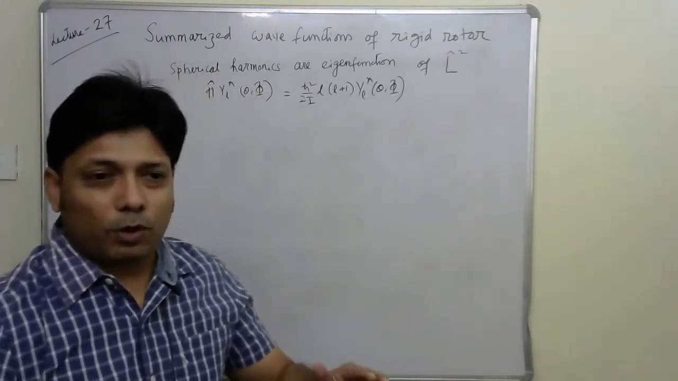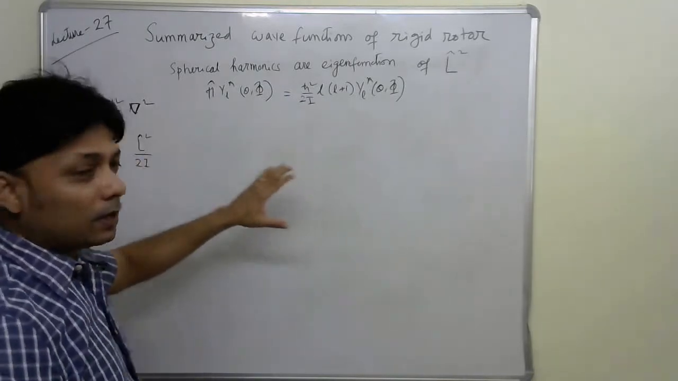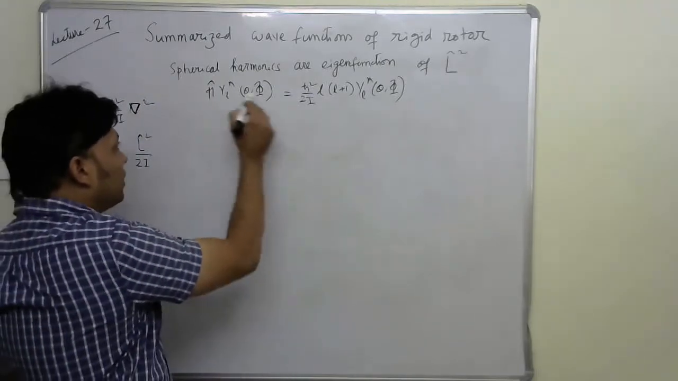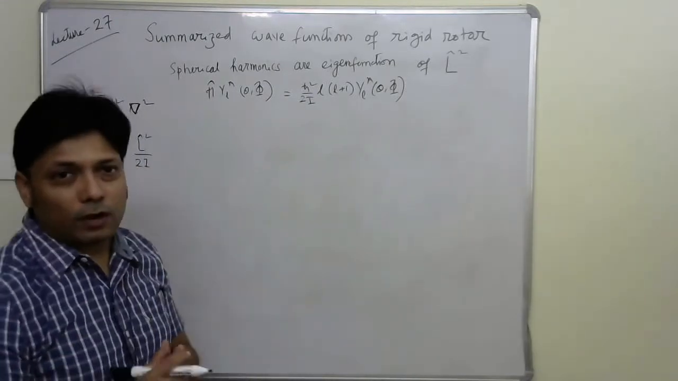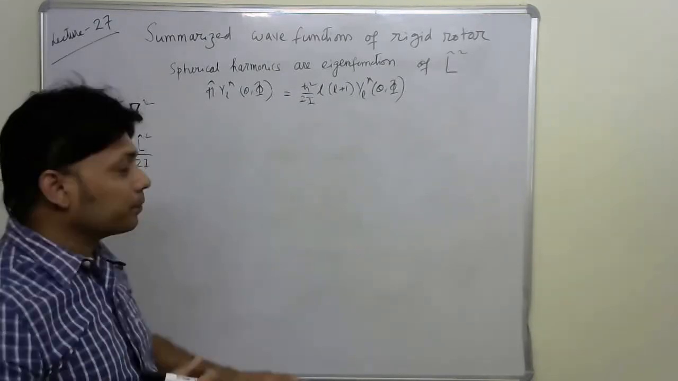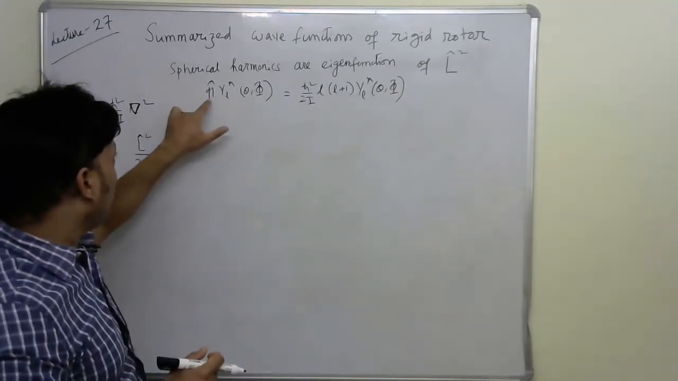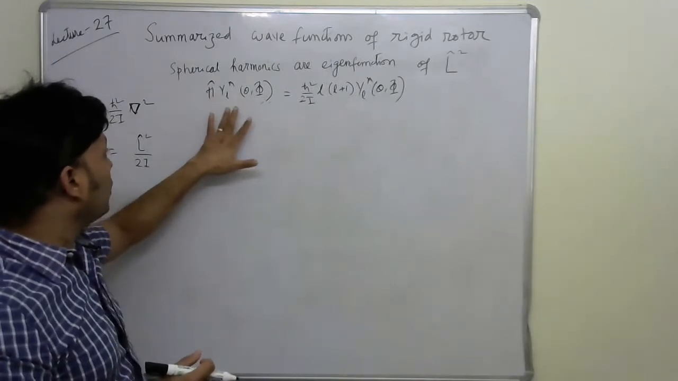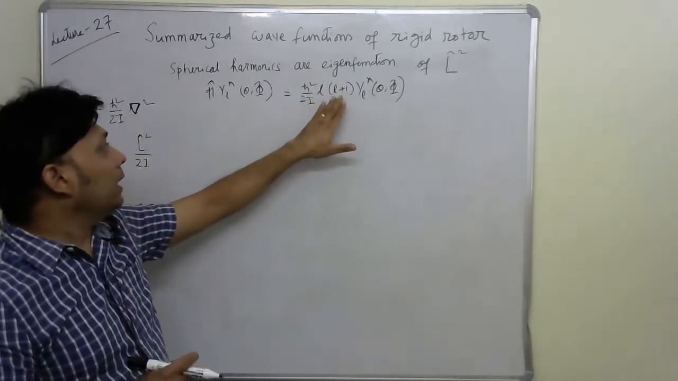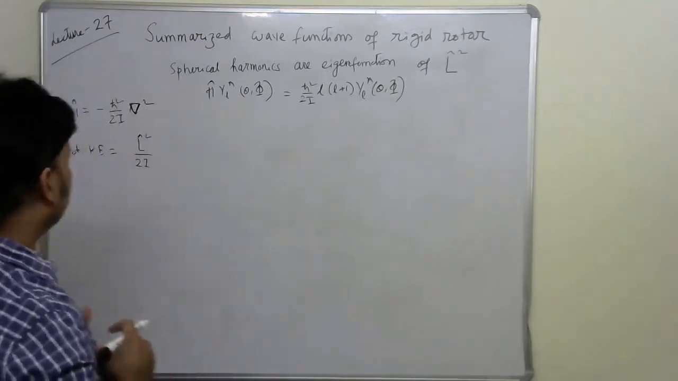Okay, so before we proceed to the summary of the spherical harmonics, just let me remind you once again that the spherical harmonics are eigenfunctions of the L square operator. That means the square of the angular momentum operator. So here we can derive easily that the Hamiltonian operator operating on Y_L^M(theta, phi) gives you the energy value, which is h cross square divided by 2I, L multiplied by L plus 1, times Y_L^M(theta, phi). Okay, so we have already seen it.